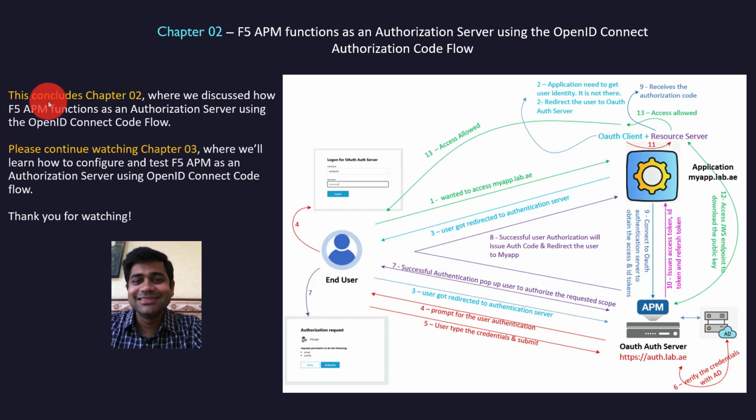This concludes our chapter 2, where we discussed how the APM functions as an authorization server using the OpenID Connect Code Flow. Please continue watching chapter 3, where we will learn how to configure and test the F5 APM as an authorization server using OpenID Connect Code Flow.